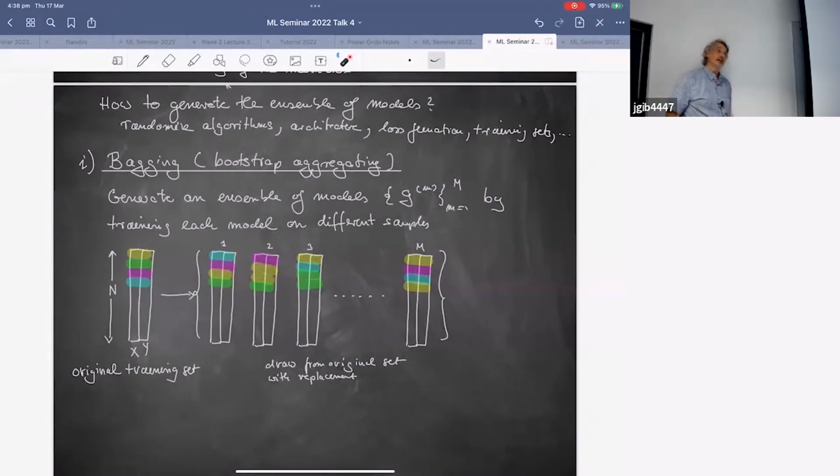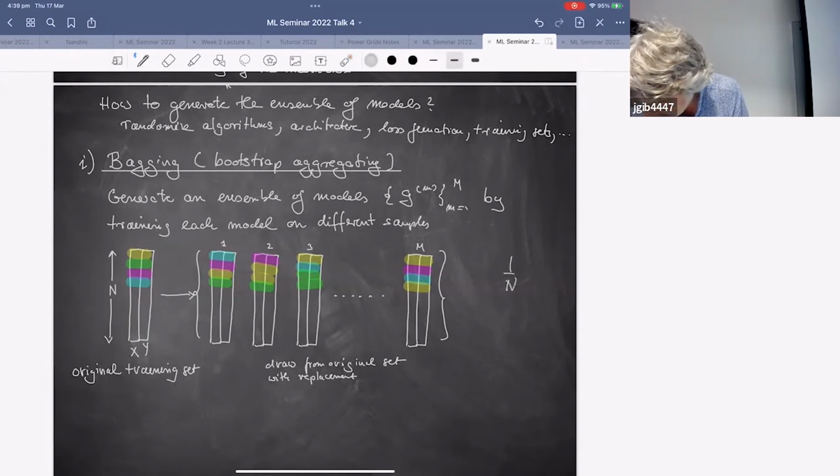So you're going to have repetitions, right? You can easily find out what the percentage of repetitions is. The chance of drawing a particular row is 1 on n. The chance to not draw it is 1 minus 1 on n. And now you have to do that for all the n rows.